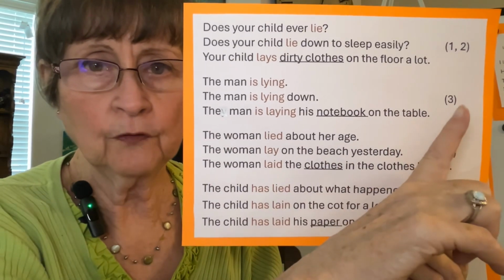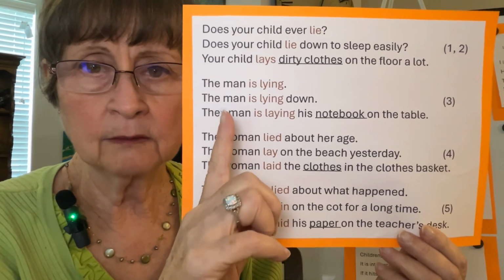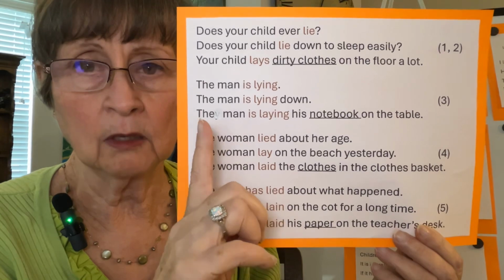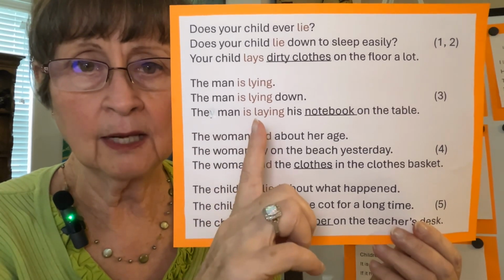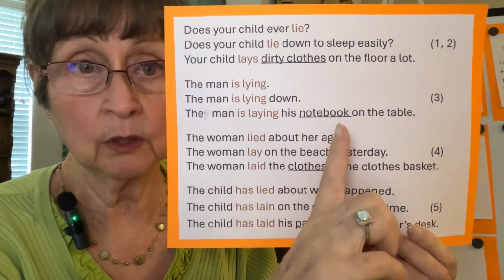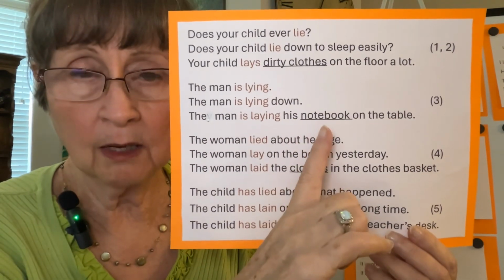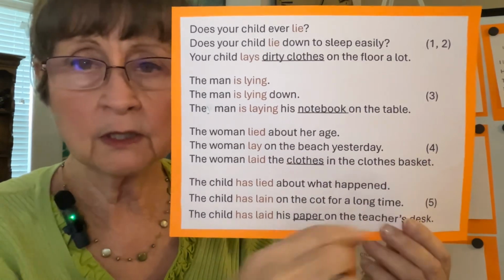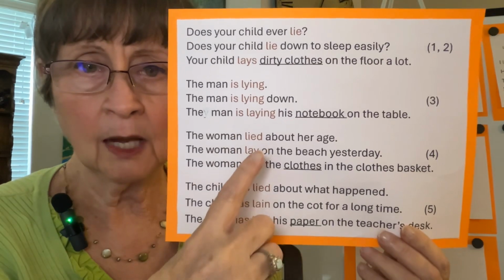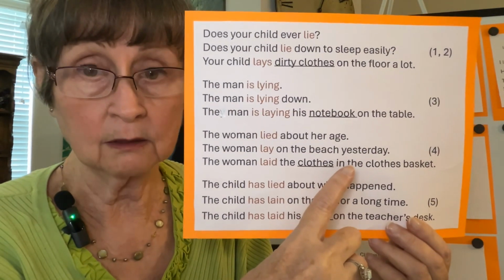These are third form, meaning right now. The man, I had to mark out that Y because I accidentally put it there. It doesn't belong. The man is laying his notebook on the table. He's putting it. It has a direct object. Fourth form means it's the past, but a more specific past. The woman lied about her age. Women do that a lot.